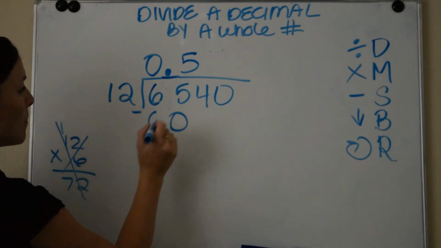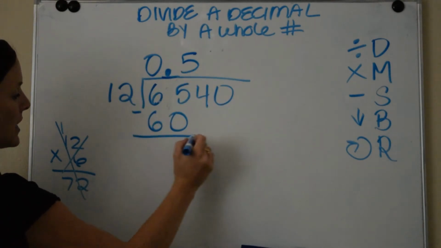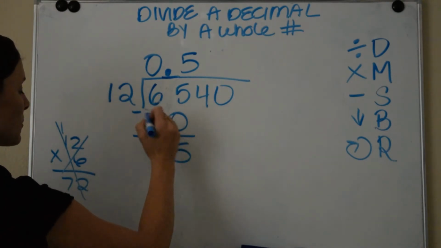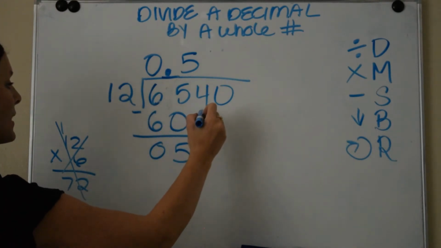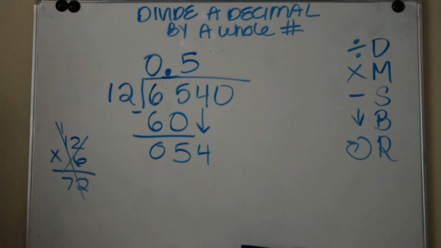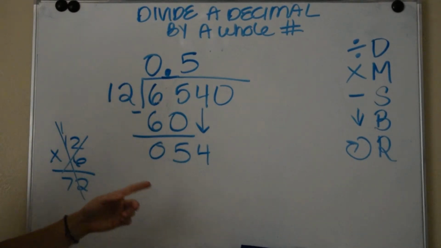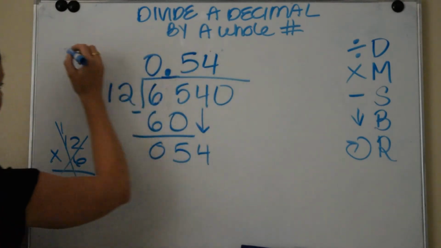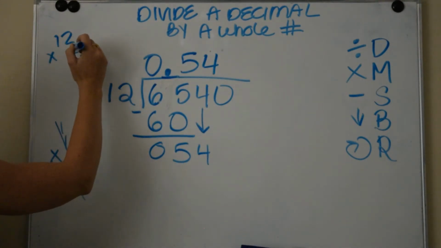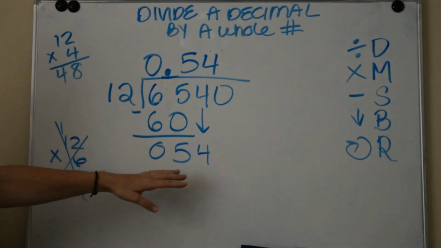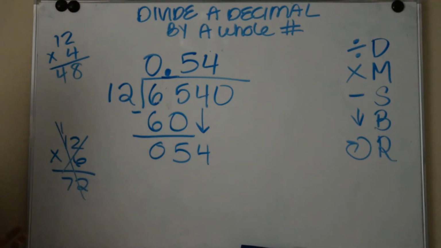Then I multiply: 5 times 12 is 60. Then I subtract: 5 minus 0 is 5, 6 minus 6 is 0. Then I bring down one number at a time, and it happens to be a 4. How many times can 12 go into 54? Well, 12 times 5 is 60, so I know it's going to be 4 times. 12 times 4 is 48, and 48 is the closest I'm going to get to 54 without going over it.